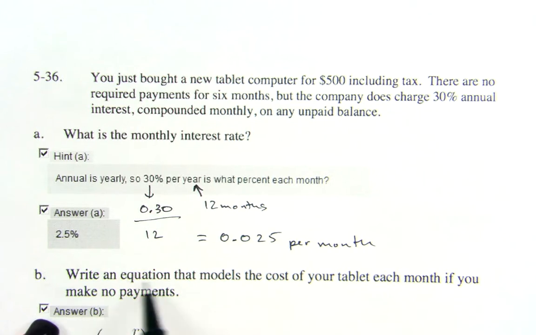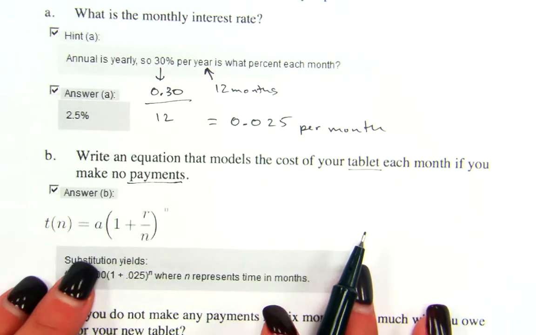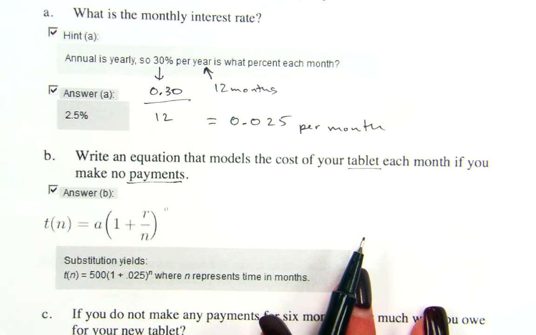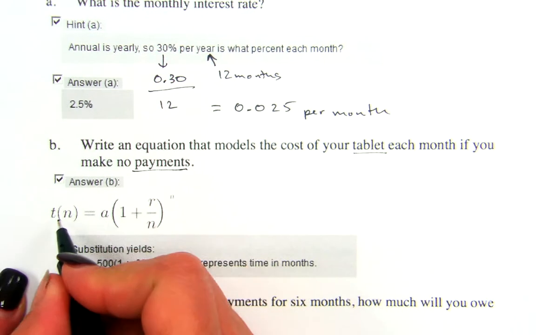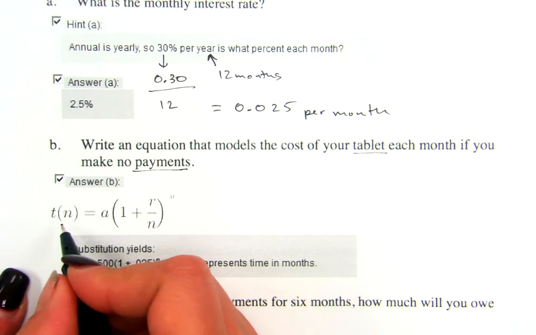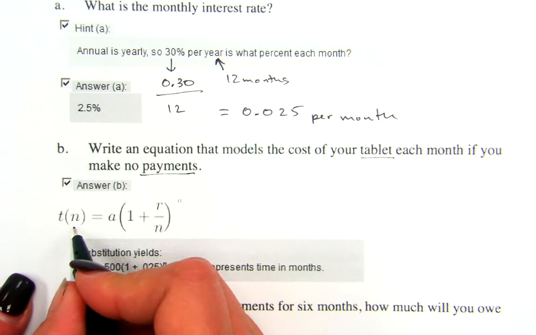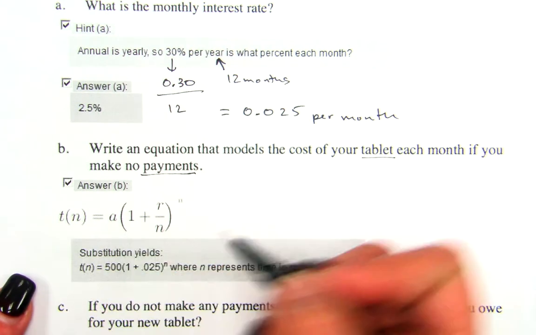Okay. So then write an equation that models the cost of your tablet each month if you make no payments. So they gave us the equation from last year. If you're not familiar with this, let me break this down for you real quickly. T of n is just like f of x, or like y equals. It's just the sequence with respect to n, and n is going to be what we're going for.